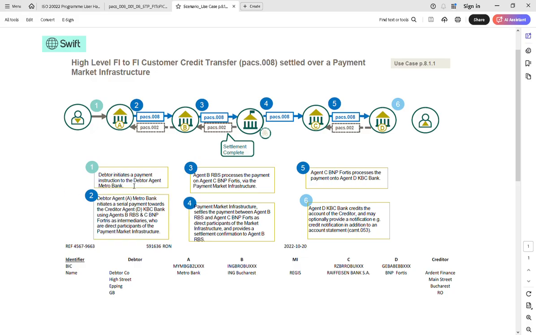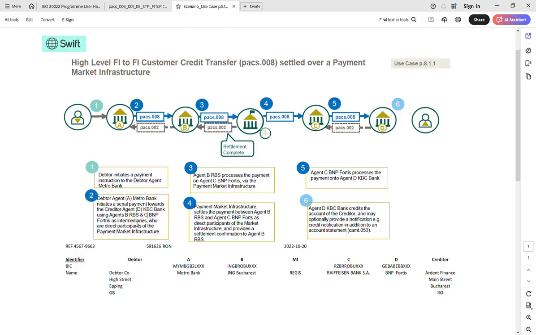So here the debtor agent initiates the payment. It's a Metro debtor agent initiating the payment, instructing the debtor agent, which is a Metro Bank here. So number 1 is your Metro Bank here. Okay, then number 2 is debtor agent A, which means Metro Bank initiates a serial payment toward creditor agent D, via the market infrastructure C.